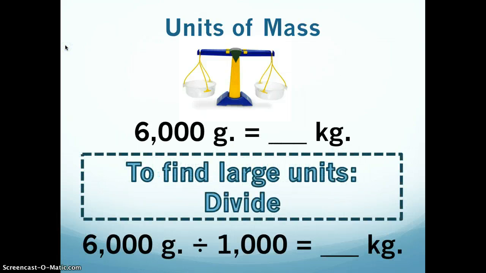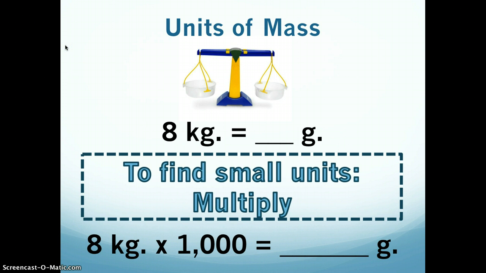If we have 6,000 grams, how many kilograms would that be? To find a larger unit, going from grams, that dollar bill, to a kilogram, a cantaloupe, you have to divide. So 6,000 divided by 1,000, get rid of those zeros, equals 6. To find smaller units, you multiply. So you're going to do the same thing again. With 8 kilograms, we're looking for the smaller unit, grams. So 8 times 1,000 equals 8,000.